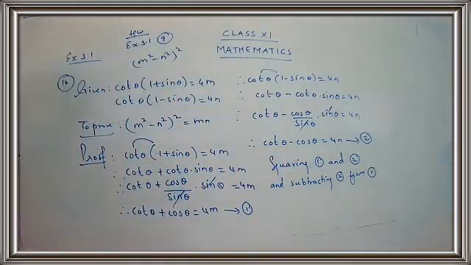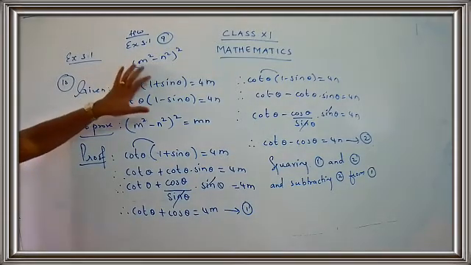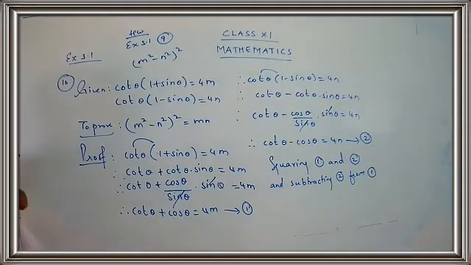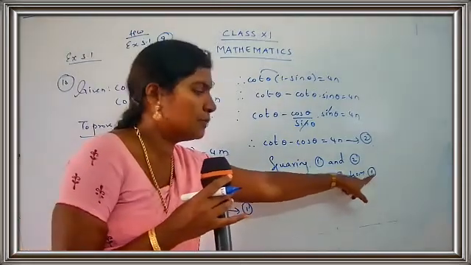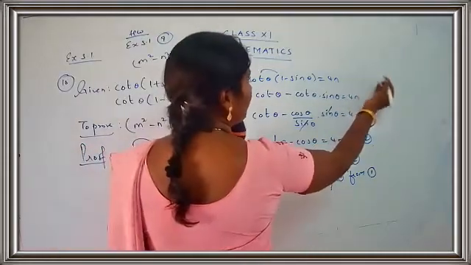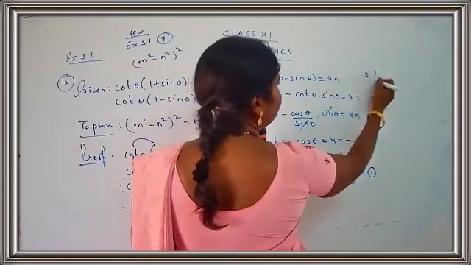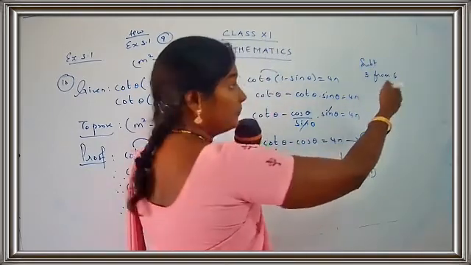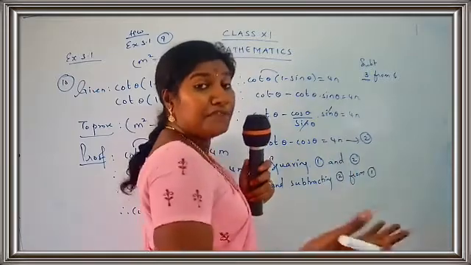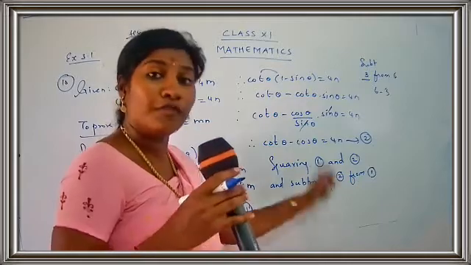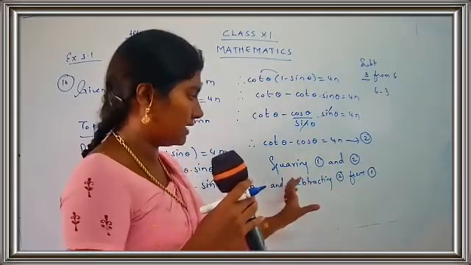Squaring 1 and 2. First of all, you're going to square 1 and 2, and you're going to subtract 2 from 1. From 1 means the 1 should be written at the front and 2 will be written at the back. Do not get confused. I'll give you one number. Subtract 3 from 6. How do you write it? 6 minus 3. So here, you're going to subtract 2 from 1. That means whatever answers you get, you're going to subtract.